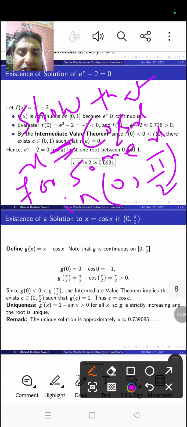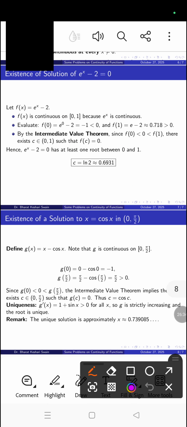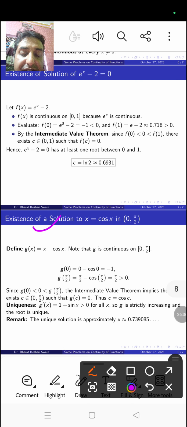So we have to assume some function, just assume g(x) is equal to x minus cos x. Now see here, x is a polynomial function and cos x is a trigonometric function. In the previous lecture I have already told that a polynomial function is always continuous, and a trigonometric function is also continuous, so their difference is also continuous. So your g(x) is a continuous function.